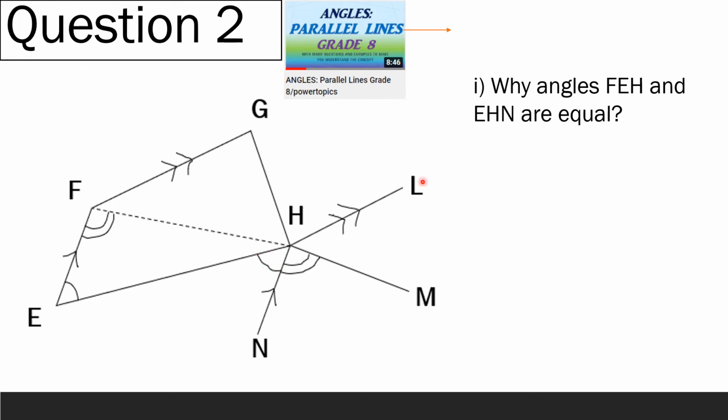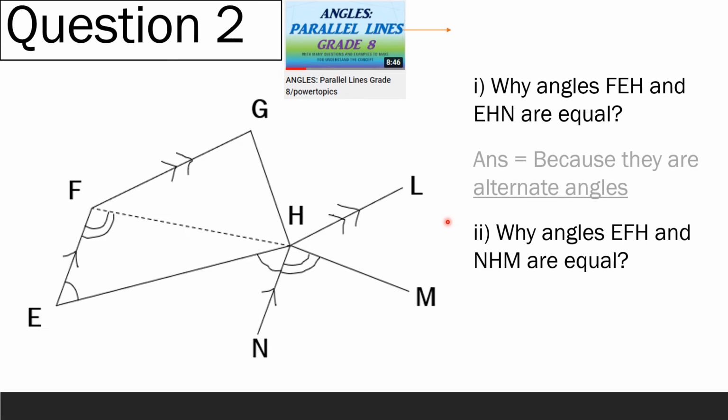So the answer for this question is that the angles are actually alternate angles. So like I said in my previous video, you can imagine the letter Z. For this we might need to imagine the reflection of the letter Z, and we can see that these two are the alternate angles. Let's move on to the next question.